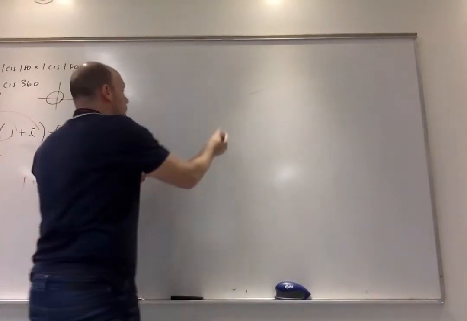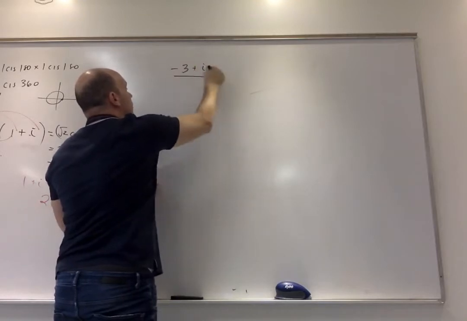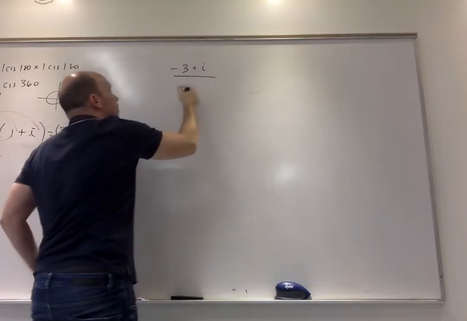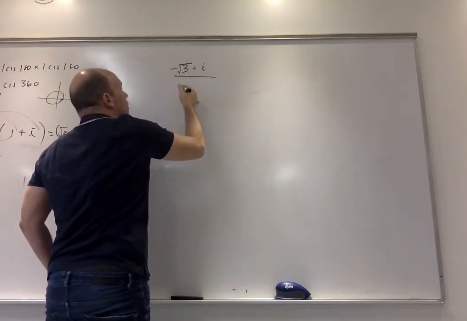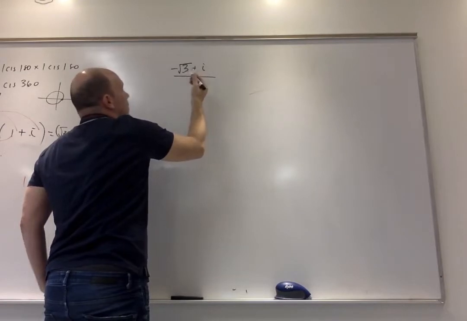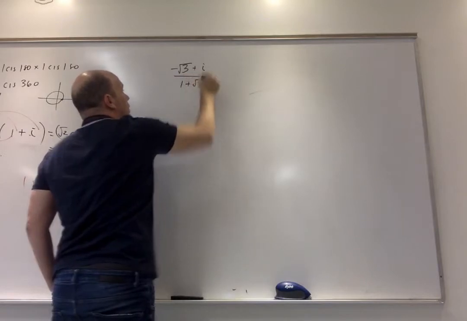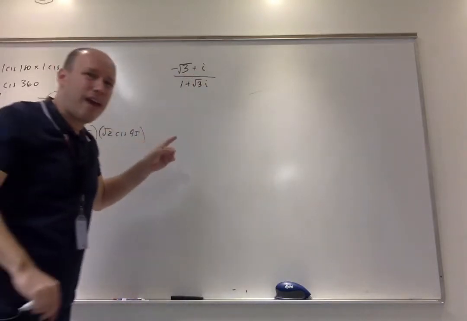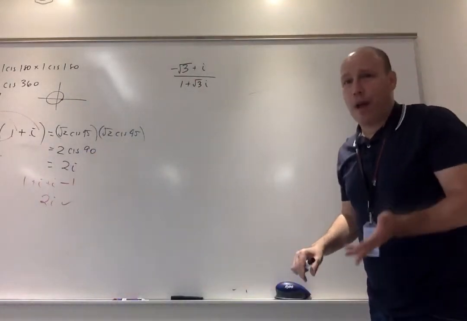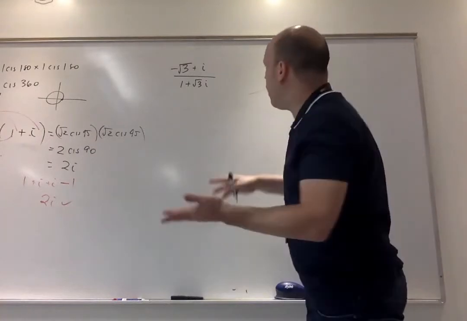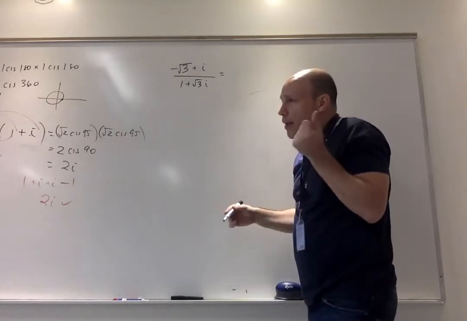Let's use an example. How about -3 plus i divided by... how about a negative radical 3i divided by, how about, 1 plus radical 3i. So you're looking at these numbers and you're saying, what are these numbers? Well, you recognize them from your trigonometry. These are part 1 questions. So let's take a look at these. Let's just figure out where these are. Once again, maybe you want a diagram.